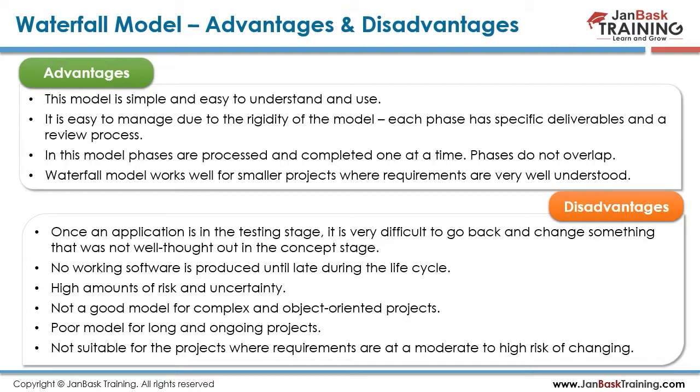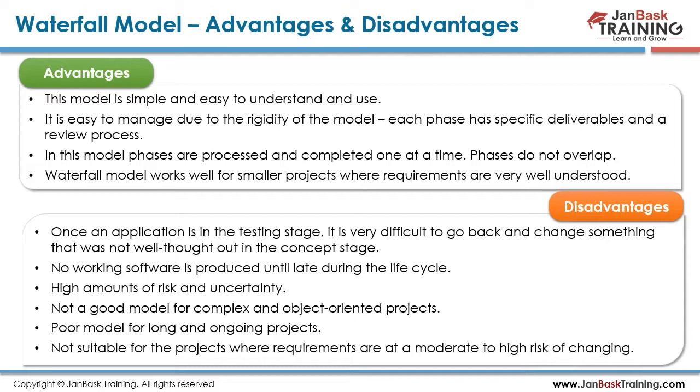So what are all the advantages of the model? The model is simple and easy to understand. That's the first thing, because we have different steps and everybody can understand under which bucket what falls in. Second, it is easy to manage due to the rigidity of the model. Each phase has specific deliverables and a review process. In this model, phases are processed and completed one at a time. Phases are not overlapped. The waterfall model works well for smaller projects where requirements are very well understood. So whenever we are working on smaller projects, waterfall models have very clearly articulated steps and we can understand them easily. But what are all the disadvantages of waterfall?